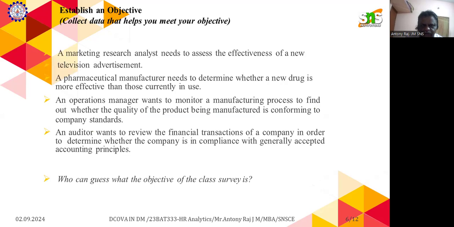And these are some of the objectives. Further, what is the usage of this DCOVA, and what are the objectives? These are some of the uses. As you can see in the above examples, if a marketing research analyst needs to assess the effectiveness of a new television advertisement, they will definitely use this. An auditor wants to review the financial transactions of a company in order to determine whether the company is in compliance with the generally accepted accounting principles.